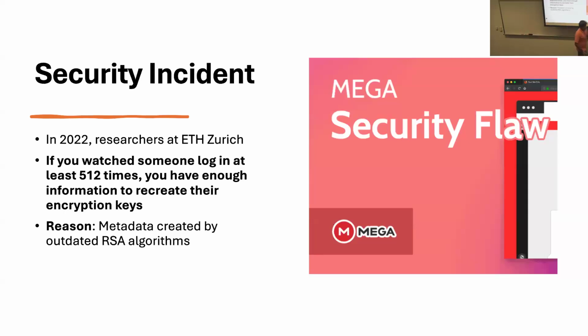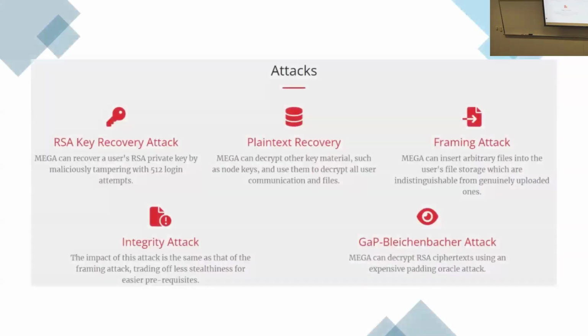And this has a couple implications. If I can recreate his encryption key from all this information, obviously the next thing I can do is take everything from his account, decrypt it, and look at all the files he has. That's what plain text recovery is. They also have what they call a framing attack, where I can put a file into his account using the encryption key that I got, a file that Nash didn't put in there. You can already see what the implications of this are for a business.